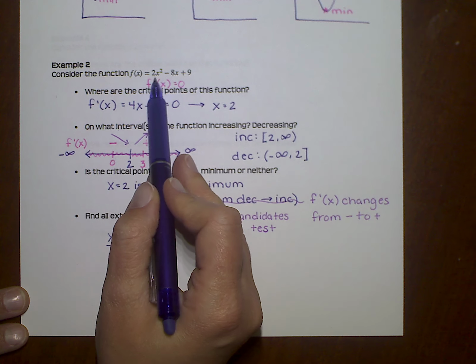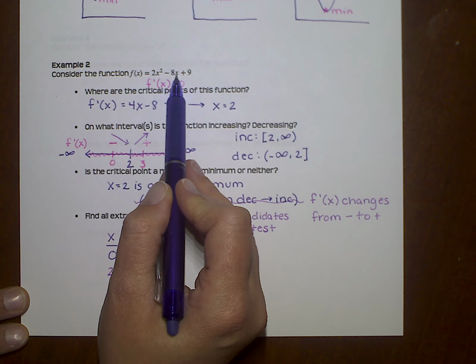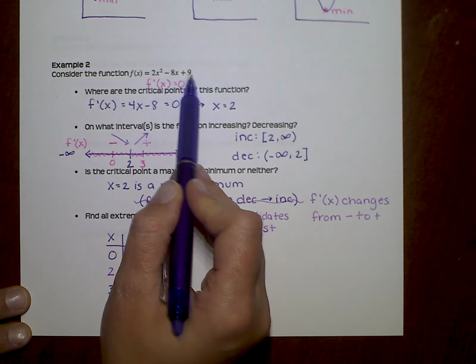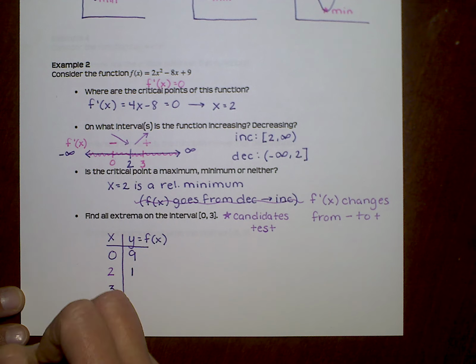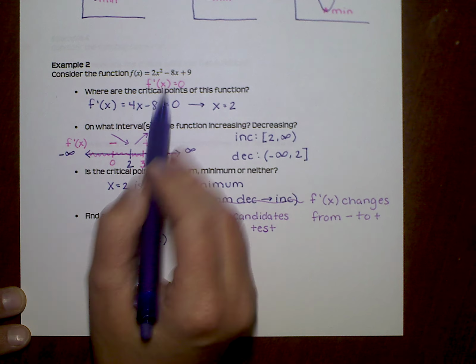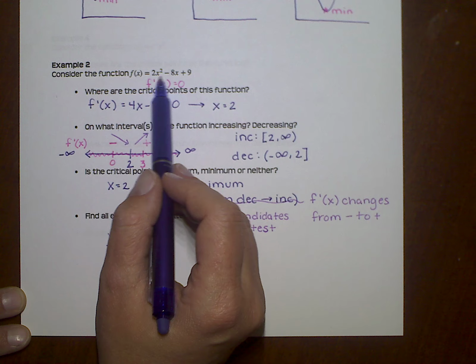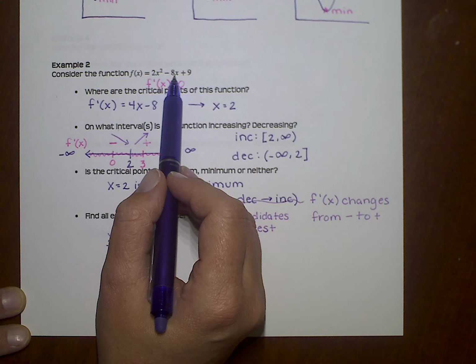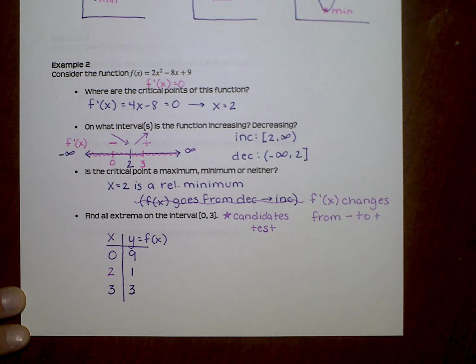When I plug 2 in, let's see, 2 times 2 squared, that's 8, minus 16, so that's negative 8, and negative 8 plus 9 is 1. You are welcome to write these out, by the way, if you are having a hard time with that math in your head. And then when I put the 3 in there, that's a 9, so that's an 18. 18 minus 24 is negative 6, and then negative 6 plus 9 is positive 3.